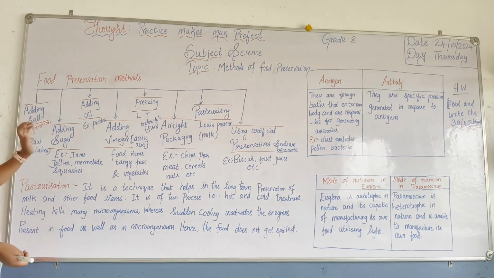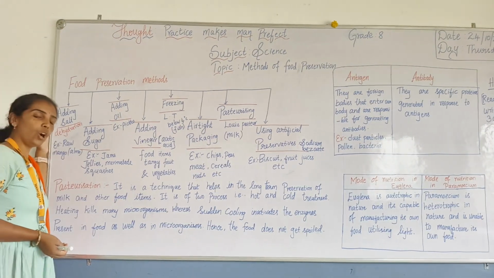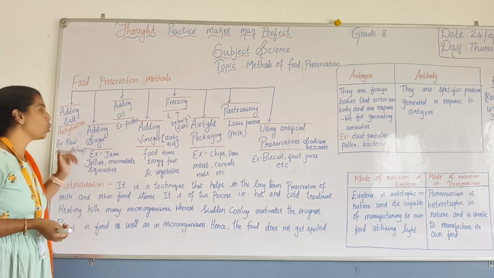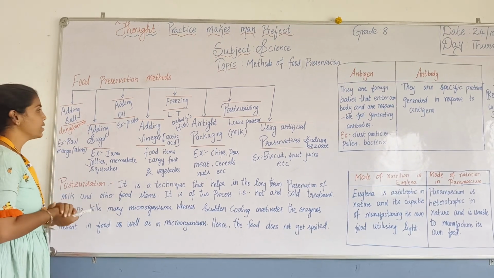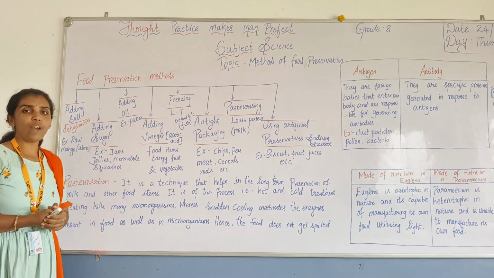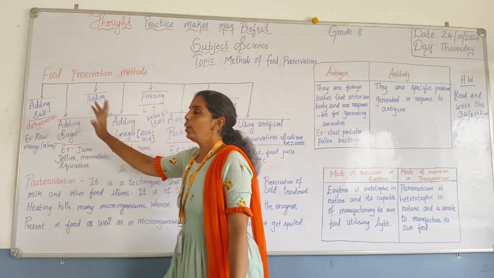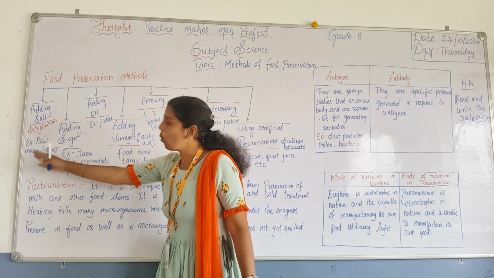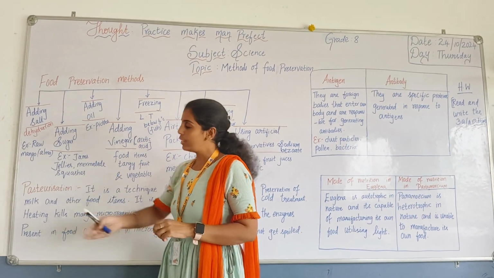First, we can see about adding salt. What do you mean by salt? I hope in all the homes we can see salt. In everyone's home, salt is available. So what is the necessity of adding salt? The necessity is that if you add salt to vegetables, for example raw mangoes, you all love mangoes, even amla, that is gooseberry.